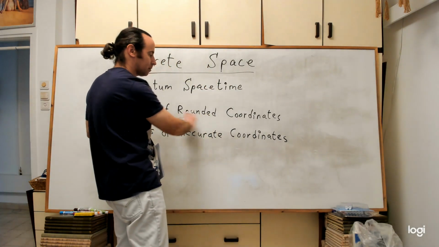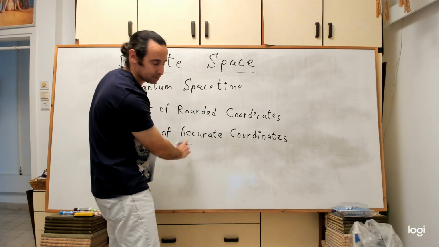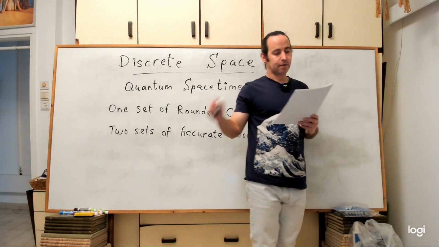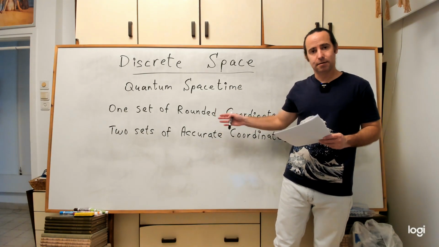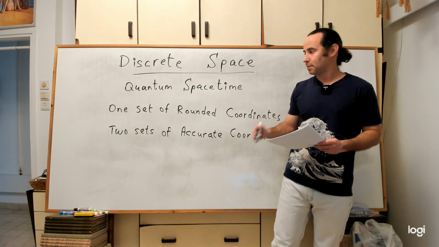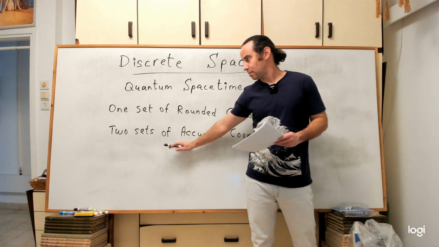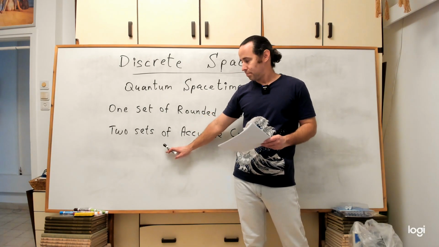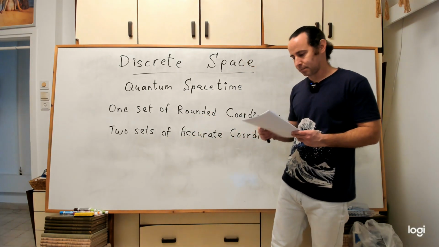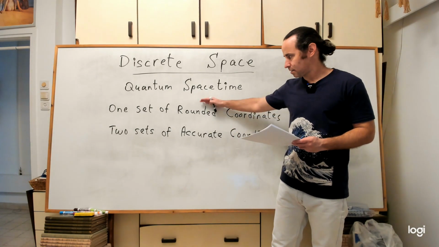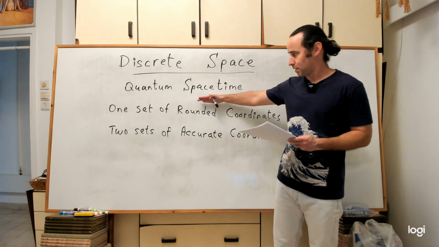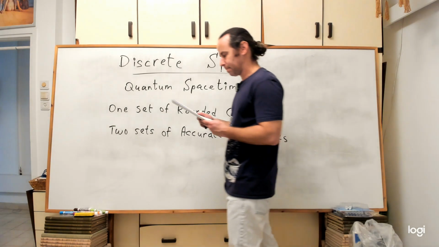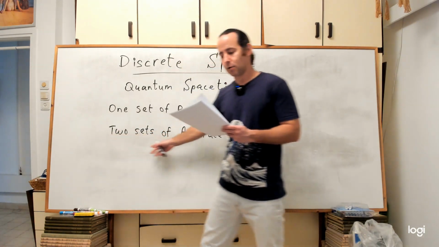This is not accurate. This is accurate. Two sets of accurate coordinates. And this exists together, like in the computer. There is the screen, what we see, and there is the memory, what we don't see, but what is working behind the scenes. They exist together. This is real and this is real. But we see only this, the screen.